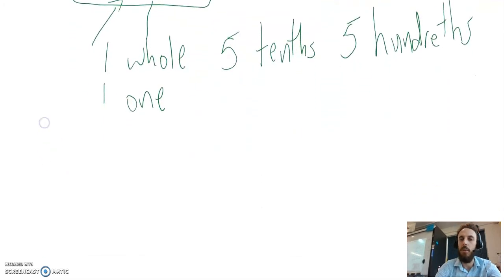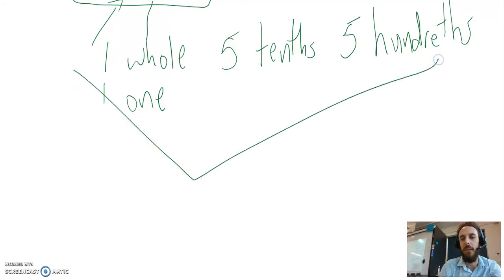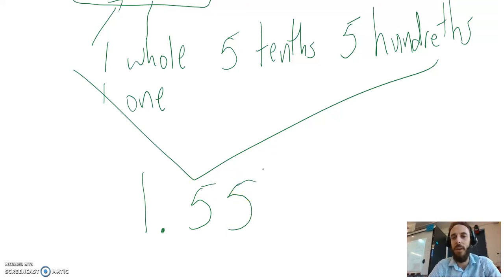Now comes the tricky part, which is combining all of this into something that resembles a decimal fraction. And it's pretty hard. You have to pull it all together and go like this. We put our whole numbers on this side of our decimal point. We put our decimal point, and then we write in the tenths, followed by the hundredths. 1.55. That's pretty much it.